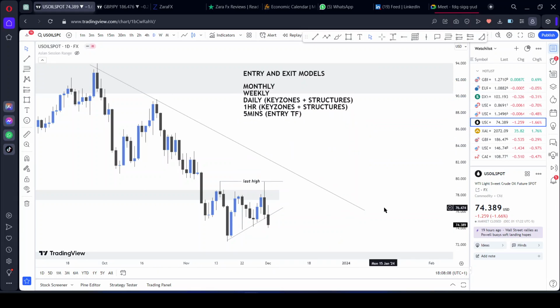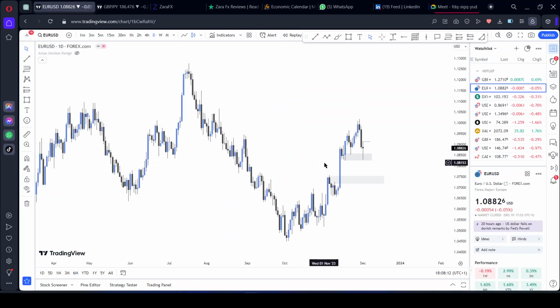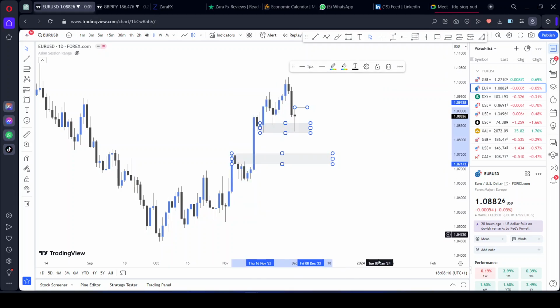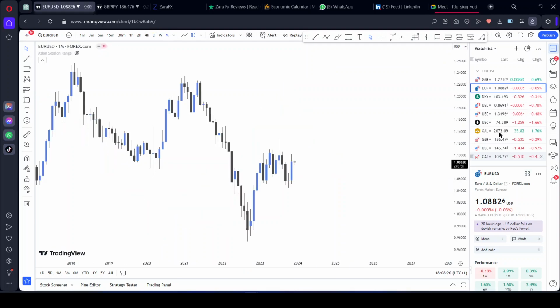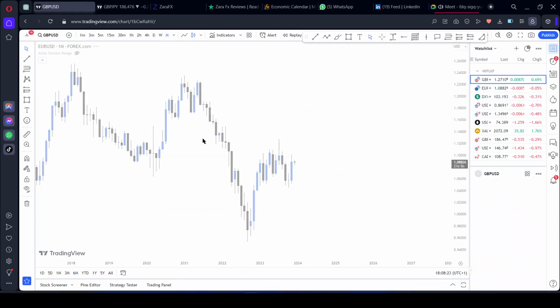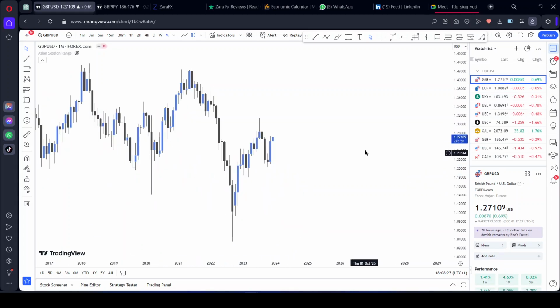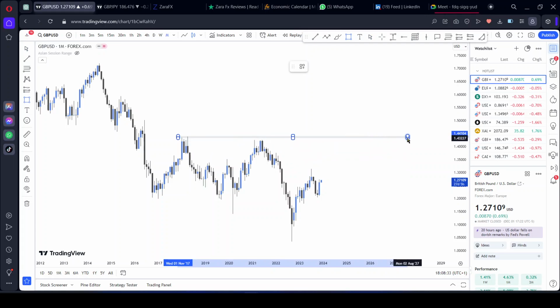So let's use a currency first. See if there's anything happening in the market. Okay, so this is Euro USD. So let's use GU. I think I saw some nice ones. So this is GU monthly time frame. What can I see on the monthly time frame? We have this key zone here. Price has not come back into it yet.